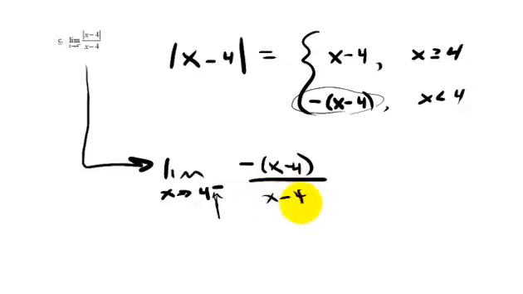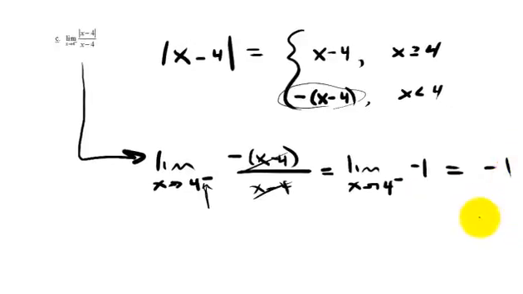Alright, and now you can see what happens. These x minus 4s will divide out, and you're left with the limit as x approaches 4 from the left of -1. And the limit of a constant is that constant.